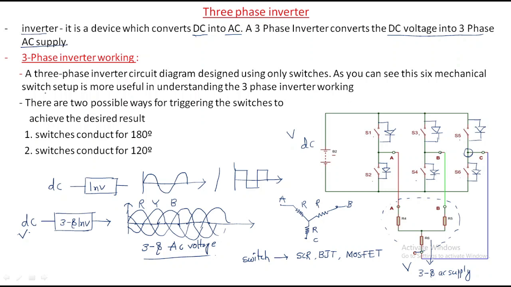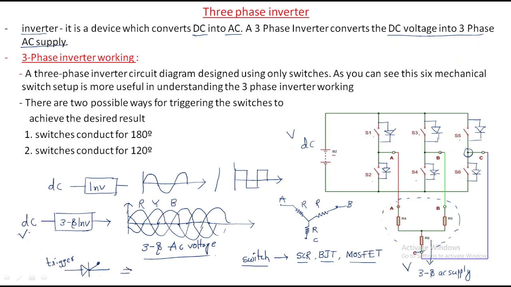Here, look at here. There are two possible ways for triggering the switches to achieve the desired results. Generally, in place of switches we use SCRs, BJTs, MOSFETs. In order to operate these power electronic devices, we require switching, triggering pulses. For example, in place of an SCR, in order to operate this SCR, we have to give the triggering. We have to turn on the switch.